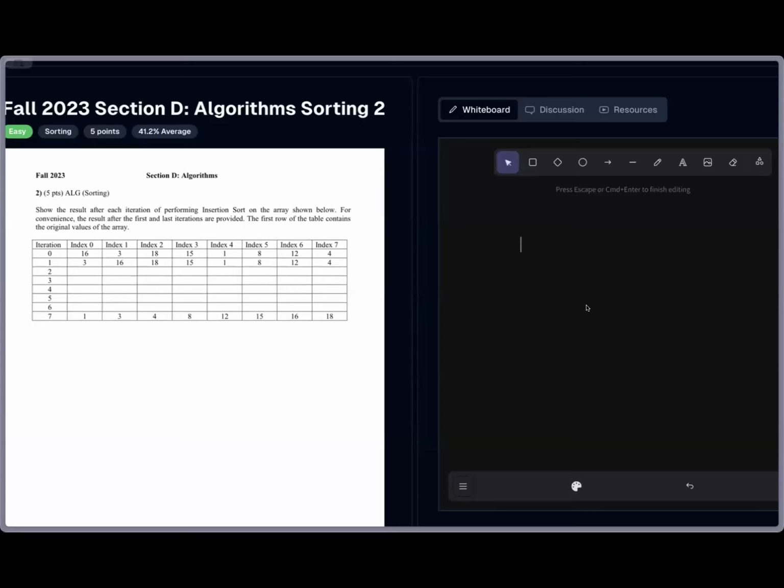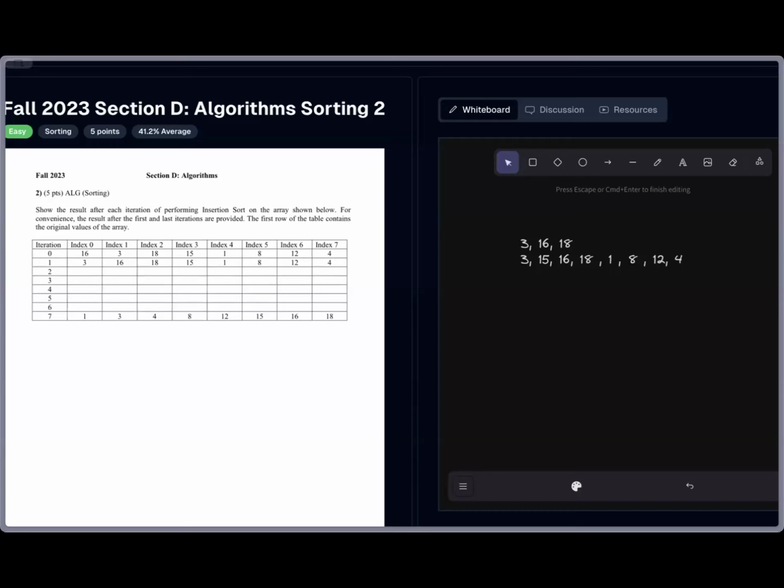So for the second iteration, we're going to insert 18. 18 is going to be greater than 16, so this is going to remain the same for the second iteration. So we got 3, 16, 18. For the next iteration, we're going to insert 15. 15 is less than 18 and less than 16, but greater than 3. So we'll do 3, 15, 16, 18, and then we keep everything the same: 1, 8, 12, 4.